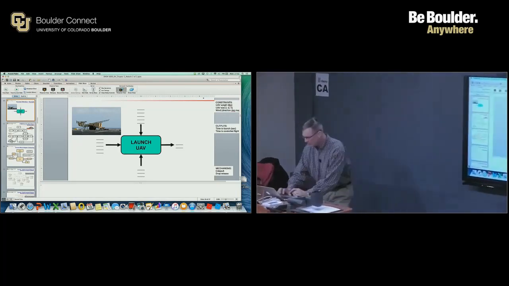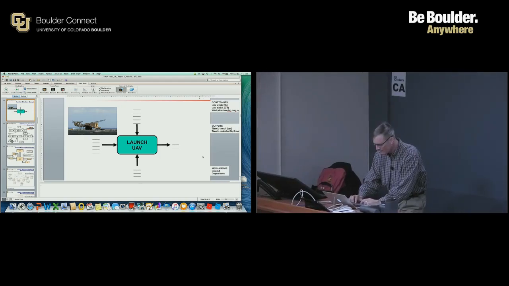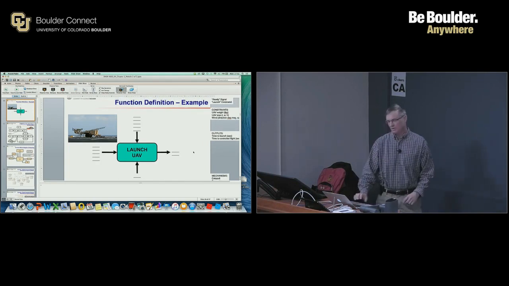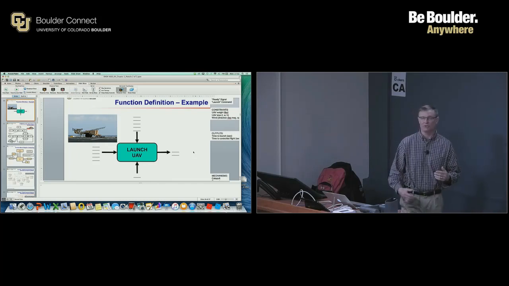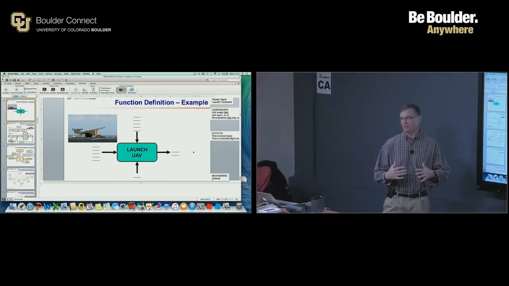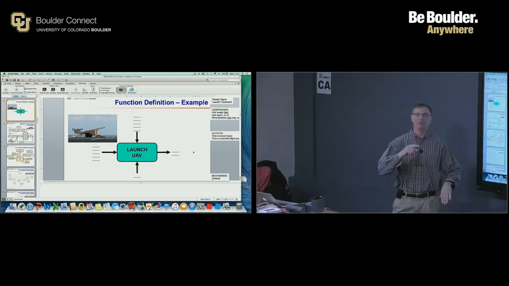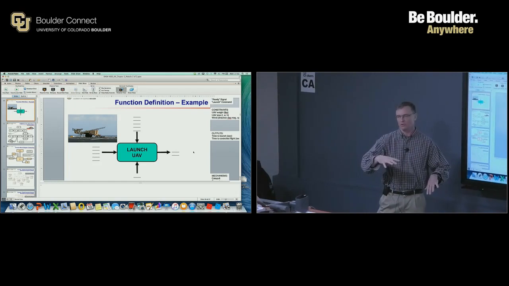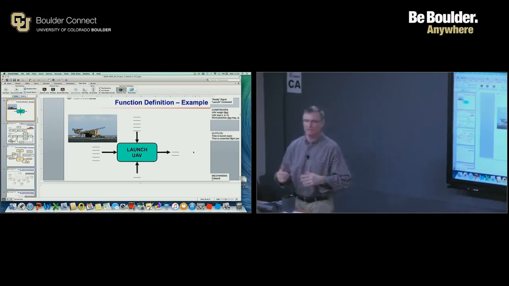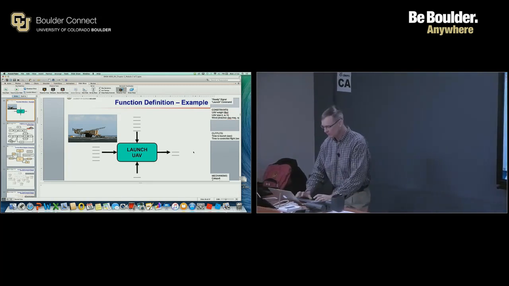So would that be an input, or would that be a constraint? Are there different UAVs being launched that you would have to give a different amount of kick, like on a plane? Possibly, yeah. In this case, the weight is really a constraint, not an input, because this function has to be performed under certain constraints. One of those constraints is a UAV of a given weight. So then would the input be the launch thrust required?